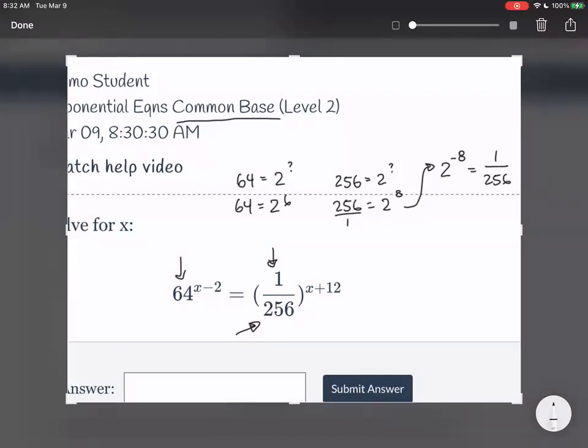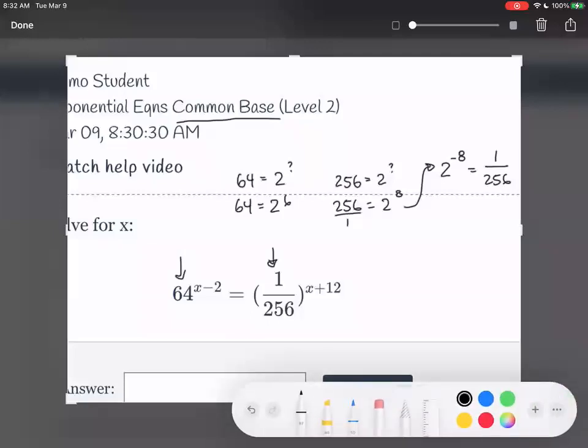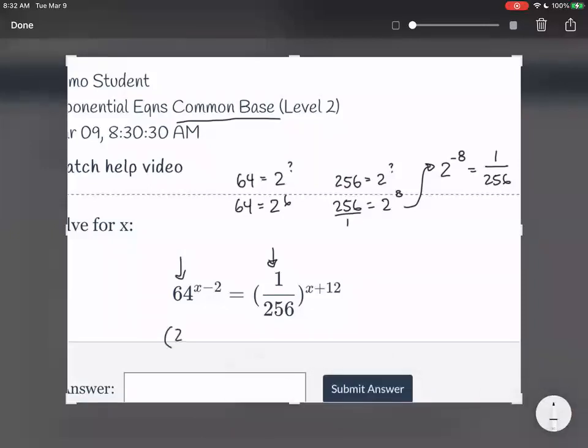All right, so let's rewrite it all. I'm going to erase this arrow just because it's kind of in the way. Okay, so instead of 64, I'm going to rewrite it as 2 to the power of 6. And then instead of 1 over 256, that is 2 to the power of negative 8. And let's write it out. Remember, we are multiplying the exponents. So 6 times x minus 2. And negative 8 times x plus 12.